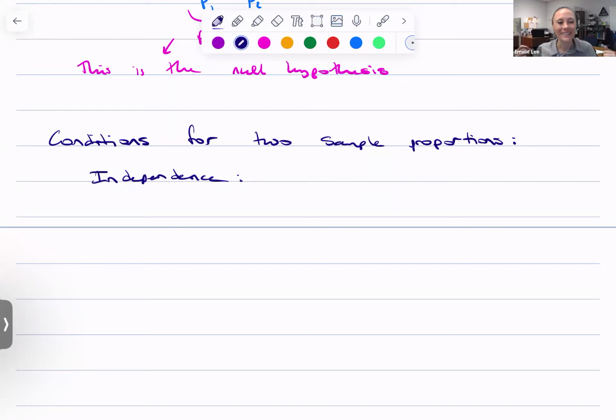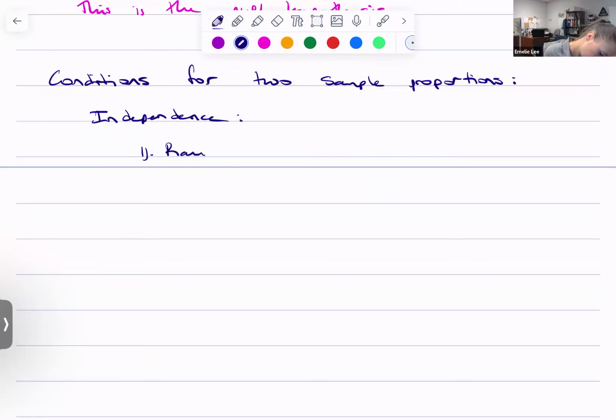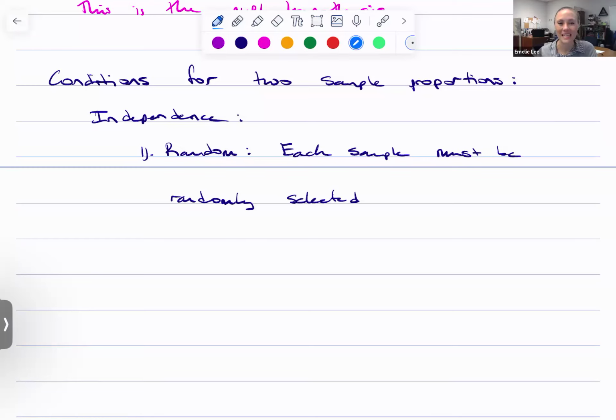Now though I have 2 samples, and so I need to check it for each sample. Here, let's call it random, because each sample has to be selected randomly. Each sample must be randomly selected. We're going to summarize this as independence within the samples. So this ensures independence within the samples.